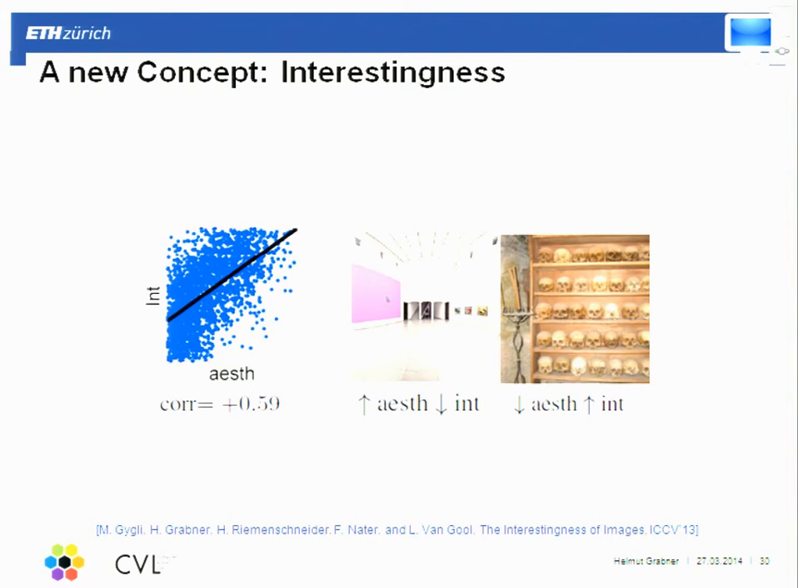Just to give you one example, there's a strong correlation between aesthetics and interestingness. But not every aesthetic image must be interesting, like this image, highly aesthetic but not interesting. And the other way around, not every interesting image must be aesthetic, like the example here with the skulls, or just think of a car accident. A car accident is a very abnormal event. People are looking at it and they find it interesting. But nobody will say, oh, that car accident is something pleasant or aesthetic.